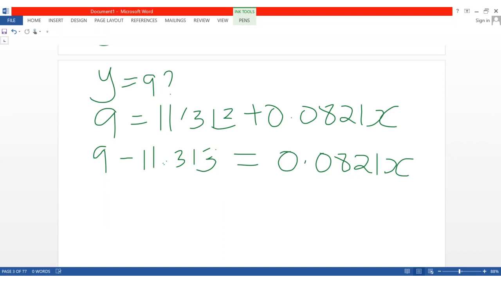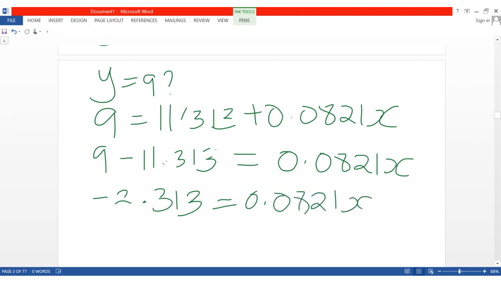So 9 minus 11.313, I'm getting negative 2.313 is equal to 0.0821x. So when you divide negative 2.313 by 0.0821, I'm getting a very big, weird value, negative 28.17 is equal to x.